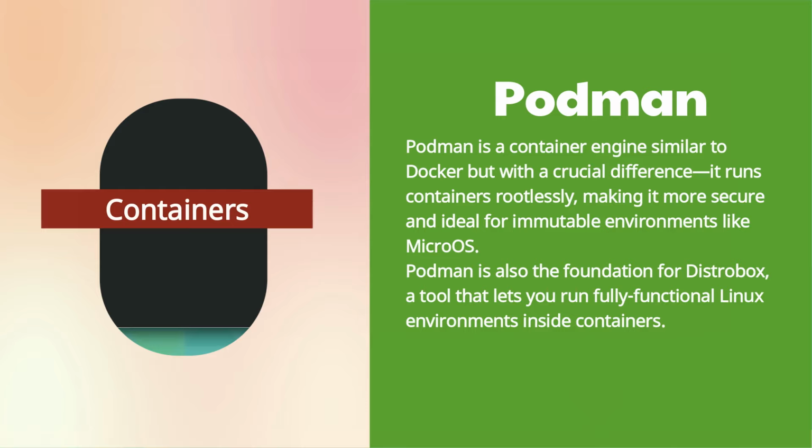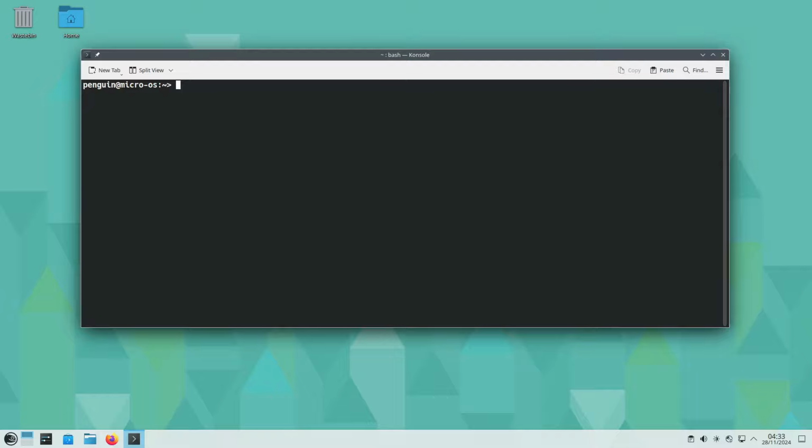It runs containers rootlessly, making it more secure and ideal for immutable environments like MicroOS. Podman is also the foundation for Distrobox, a tool that lets you run fully functional Linux environments inside containers. The good thing is that Distrobox is well integrated with Podman on MicroOS, and it is better to use Distrobox for creating and managing your containers, and use Podman when troubleshooting or when something doesn't work as it should be. Okay, so let's move on.